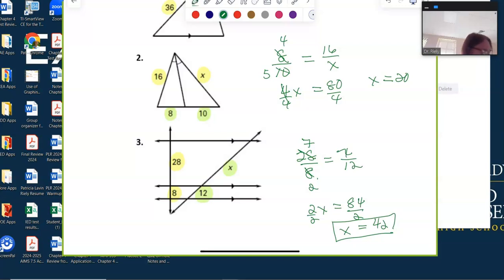If you can do this, you will be highly successful on the upcoming test.